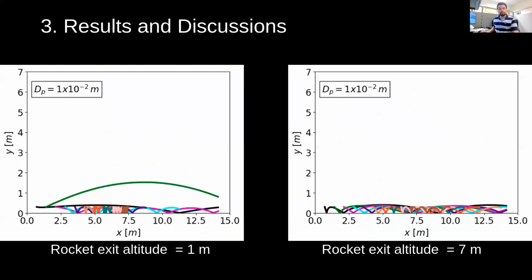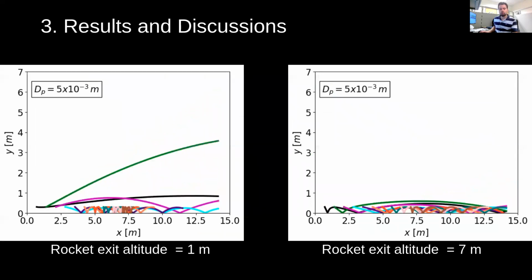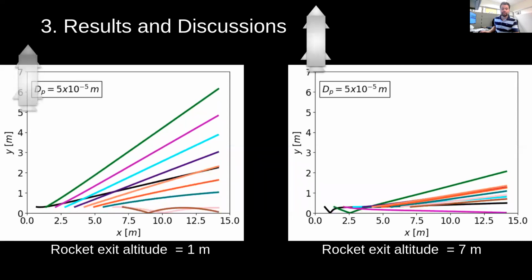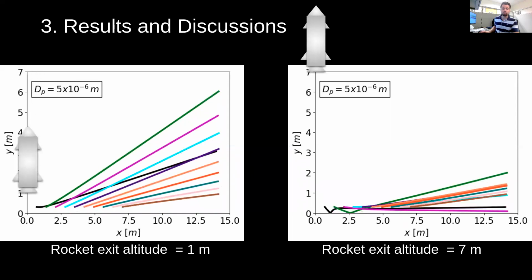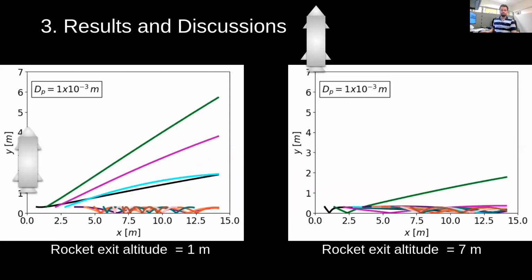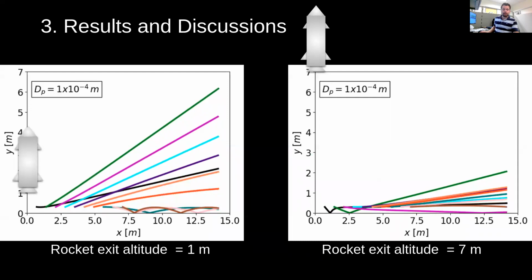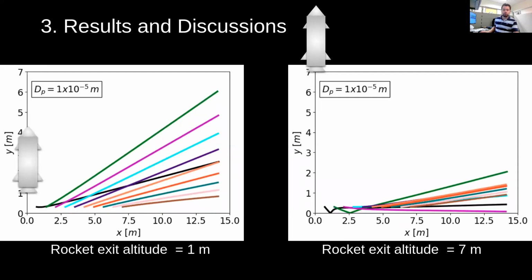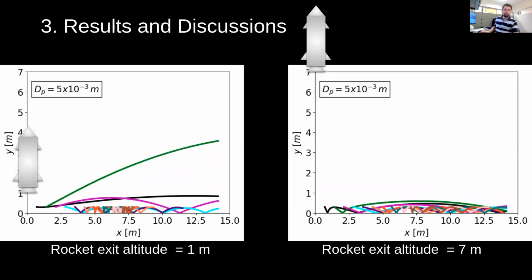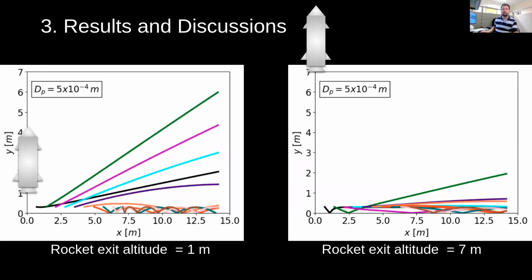Particle trajectory plotted on a longitudinal plane XY presents lower angles when the lander is at 7 meters in altitude compared to the angles when the lander is at 1 meter in altitude. Larger particles are more likely to bounce than smaller particles, which present a ballistic trajectory inside the domain.